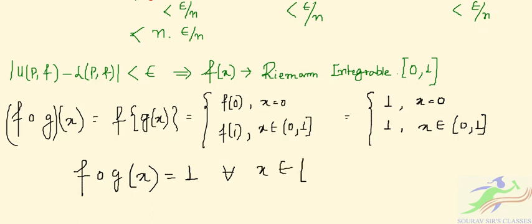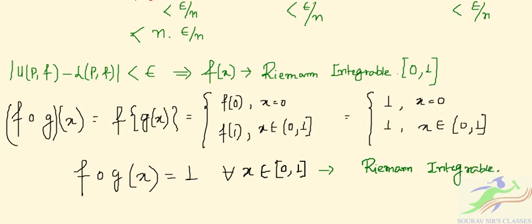So this composite function f composite g of x is 1 for all x belonging to the interval [0,1]. So it is also Riemann integrable, correct, this f composite g function, because why? This is a constant function.